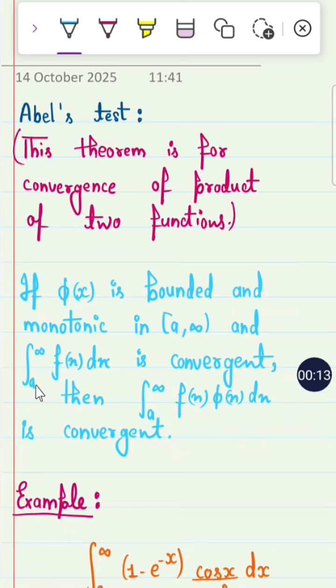We will have to find out integral convergence, right? So if the integral of the first function is convergent and the second function is monotonic and bounded in the closed-open interval, then we say that the integral from a to infinity of f x phi x dx is convergent, right?